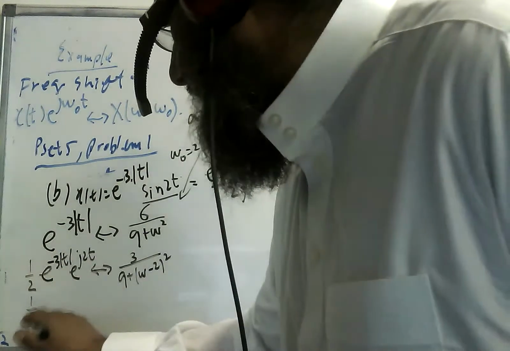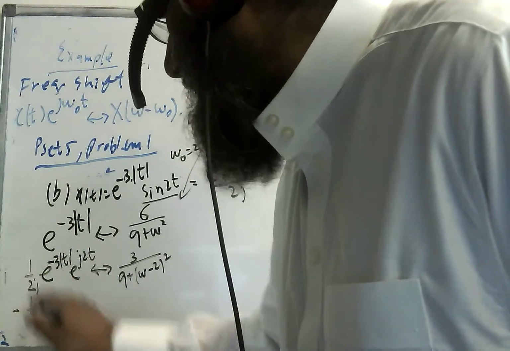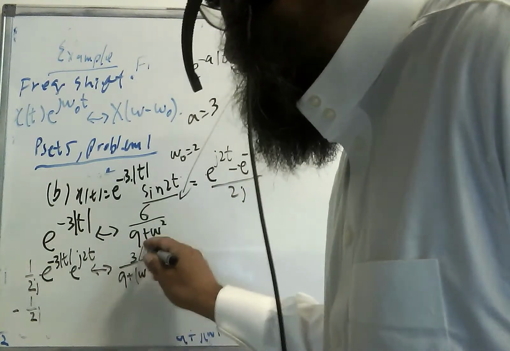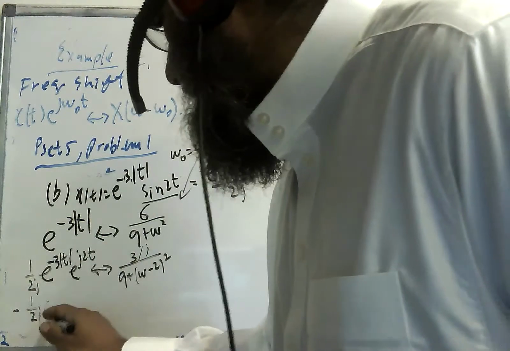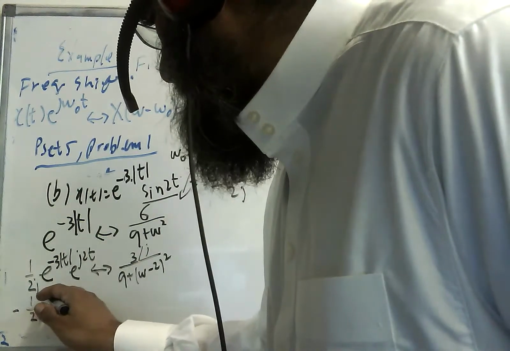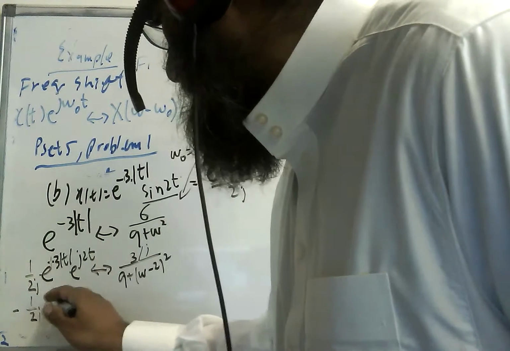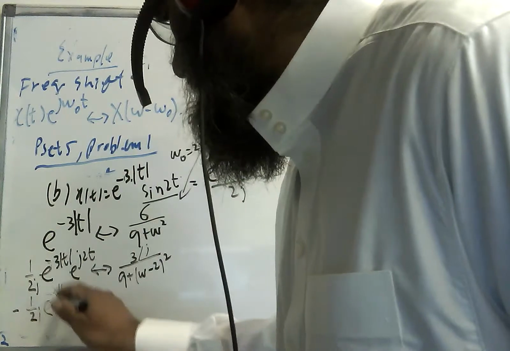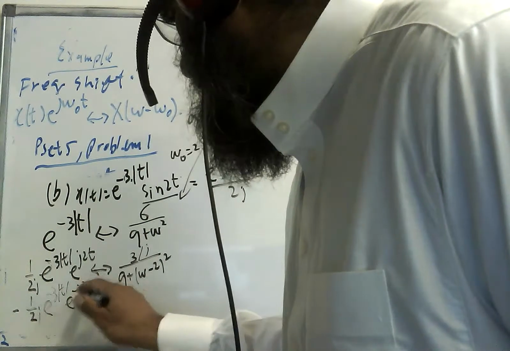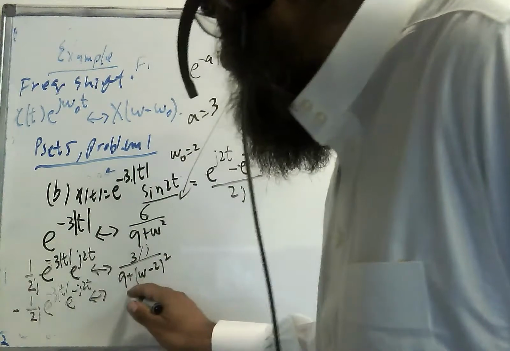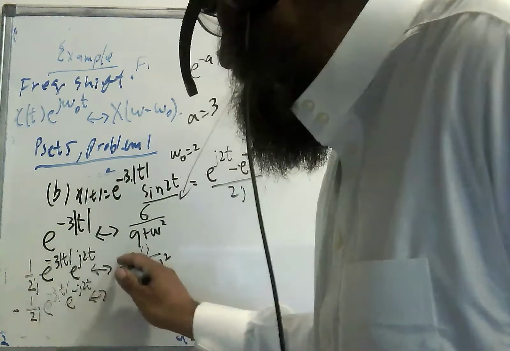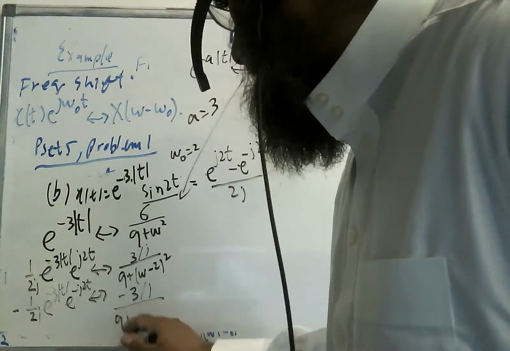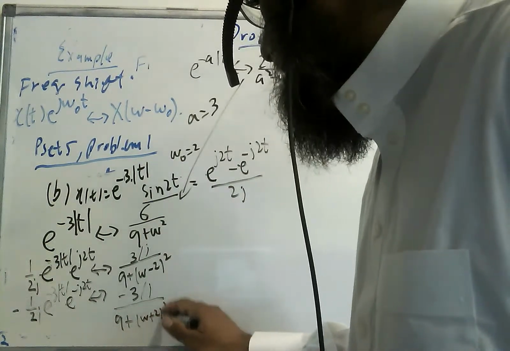The second one will be negative. So I have minus, and I also keep this j here. So 3 divided by j because of the sign, and I multiply it by e raised to the power minus j2t. So for the negative exponential, I have a negative here: negative 3 divided by j, divided by 9 plus omega plus 2 whole square.